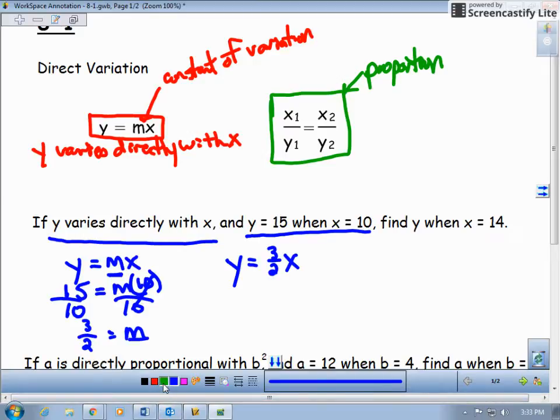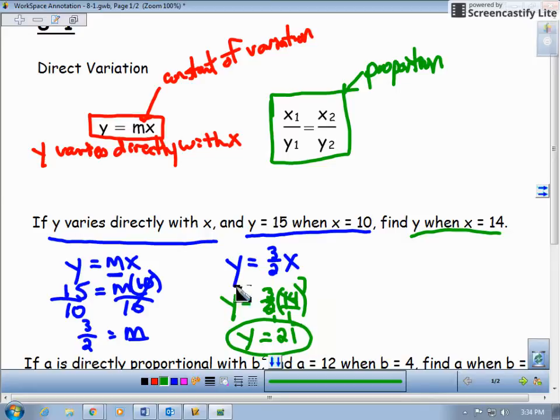So then I can go to what they give me, which is find y when x is 14. So y equals 3 halves times 14. The 2 and the 14 cancel to be 1 and 7, and then 3 times 7, I get 21. And that's a perfectly fine way to do it. Or, like I said, you could really just do a proportion here, guys.